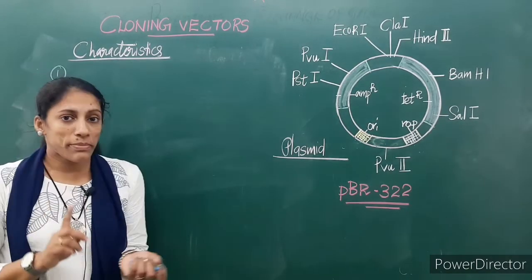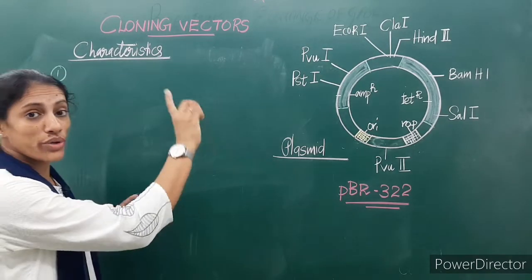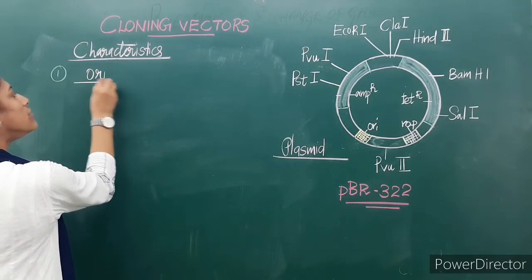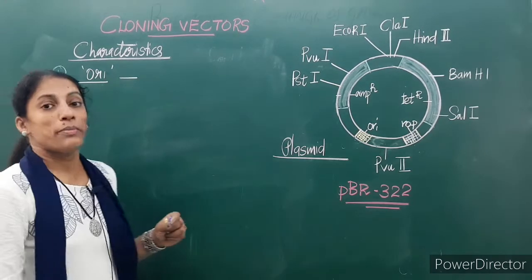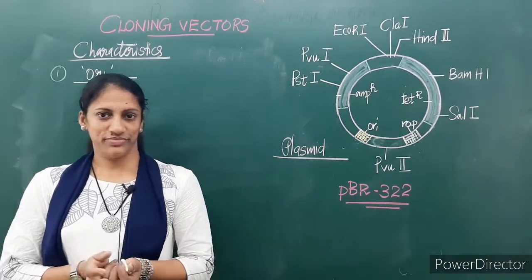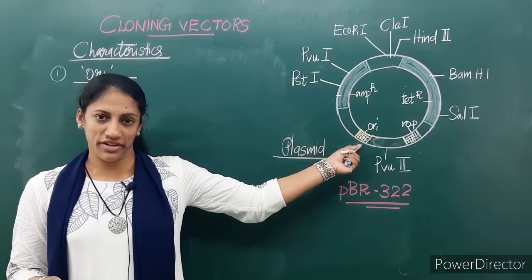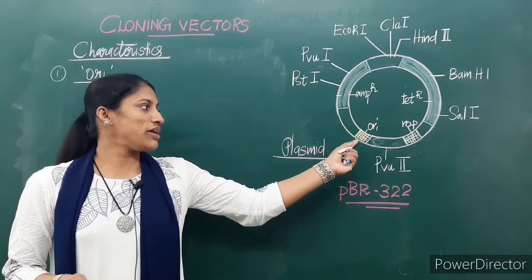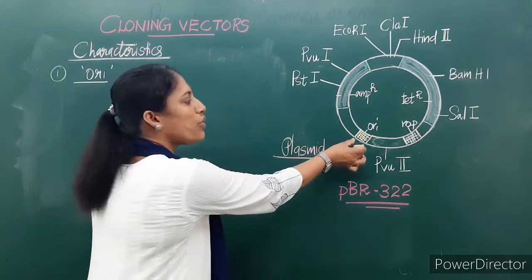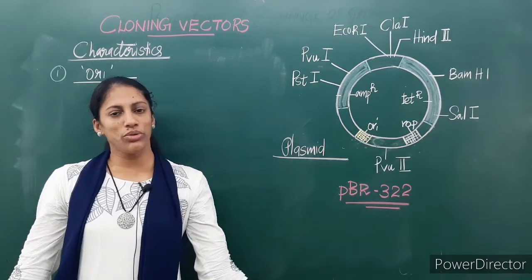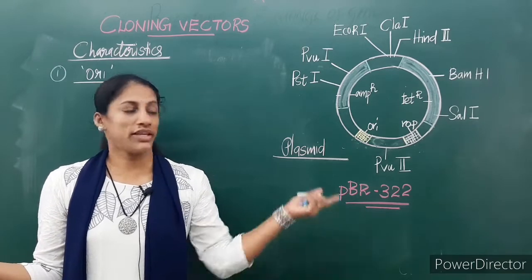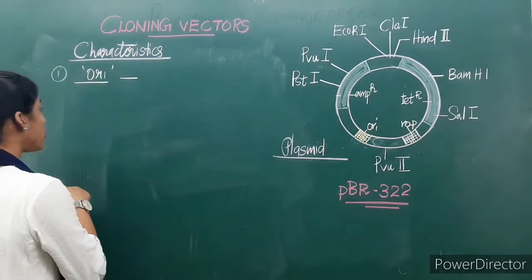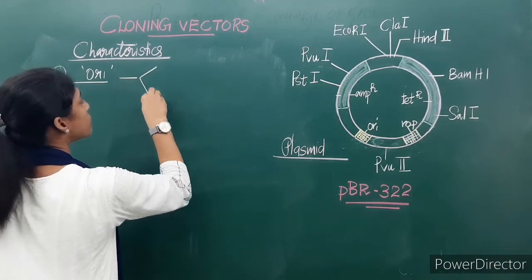The first and most important feature: a cloning vector must contain ori. A cloning vector must contain ori. Here you can see the ori. Okay, this is a suitable cloning vector, a typical one. Here you can see an ori. Then what is the need of this? You already know, if there is no ori, this plasmid cannot replicate. So ori controls not only the replication but also the copy number.